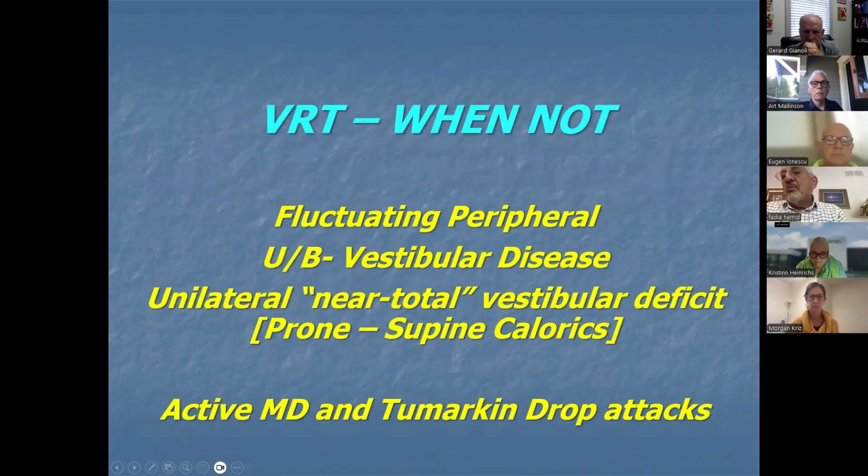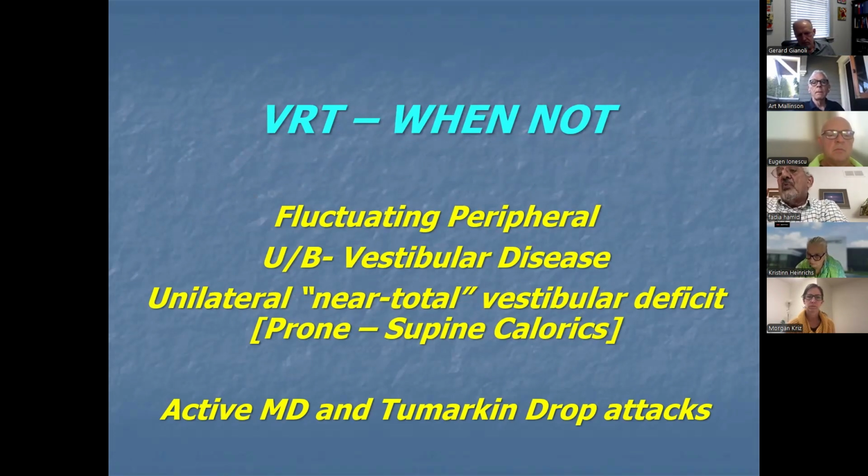So when not, okay, we already discussed the first one, fluctuating peripheral lesion. Every time there is a shift in the vestibular end organ, it takes 4 to 6 weeks to compensate. So really vestibular therapy in the presence of fluctuating peripheral function is not productive, whether it's unilateral or bilateral disease.